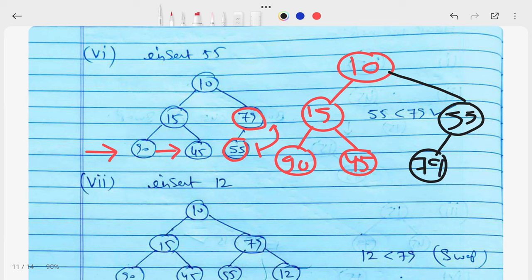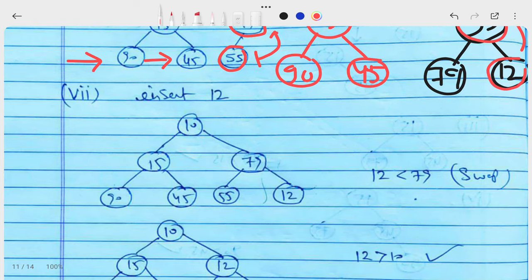Now next data is equal to 12. So 12 will come here. So now 12 will ask the father. Who is the father? Father is 55. So you can see that father is greater. So both will swap again. So what is the final structure?